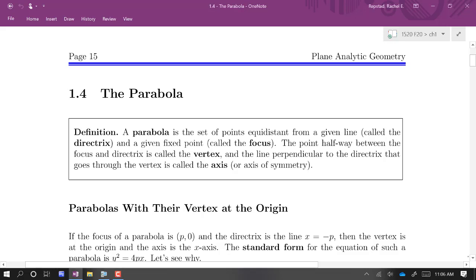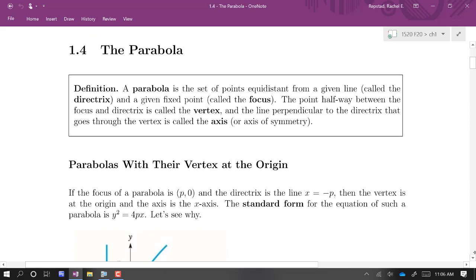We're going to spend some time talking about the parabola. We're probably most familiar with the parabola being the graph that results from a quadratic function. We're going to look at a parabola as a geometric figure, and derive what that equation should look like.